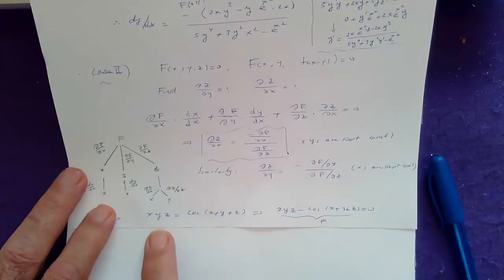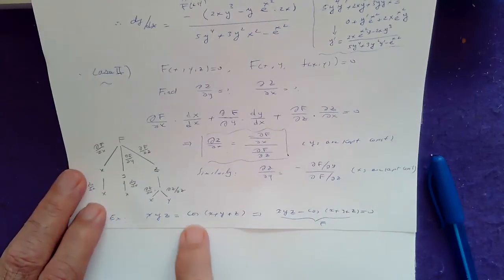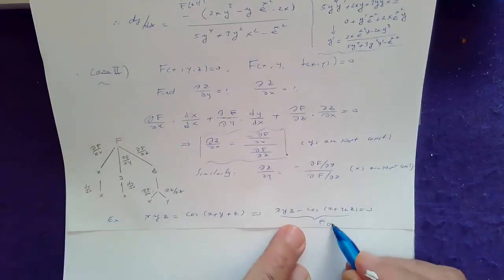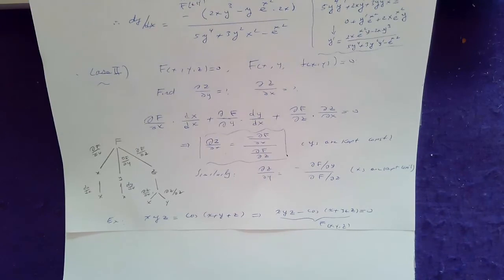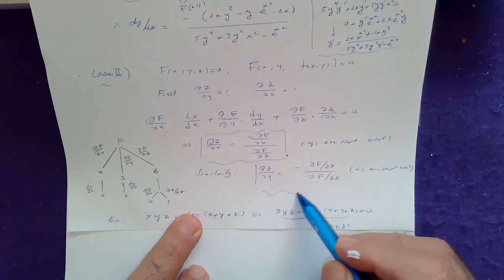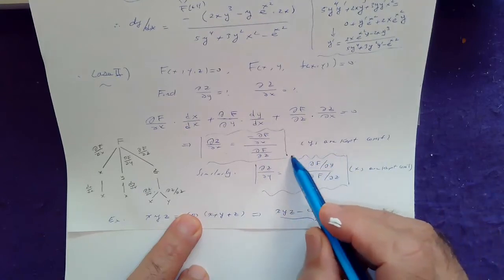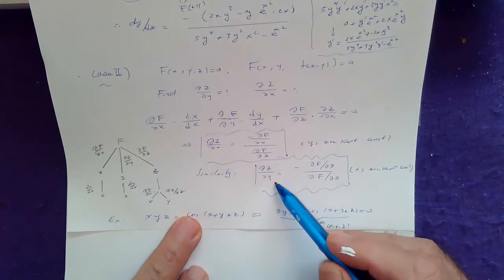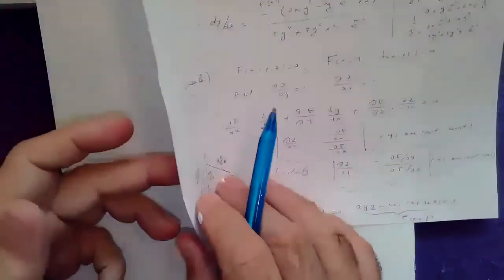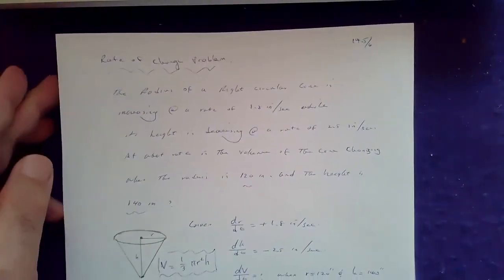Case in point, what if you got this? xyz equals cosine of (x plus y plus z). So set this guy equal to 0 so you can recognize what's your capital function F(x, y, z) is equal to, then use these two formulas to find the partial derivative of z with respect to x and y one at a time. Yes?